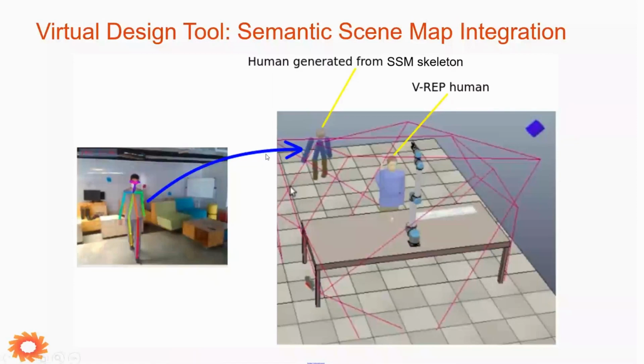Here on the right you see the human skeleton created from outside VRAP in the background, and the actual VRAP human is in the foreground. And you could move the background human closer to the robot. This is all configurable, and you can then simulate a combination of a virtual scene and a real scene.